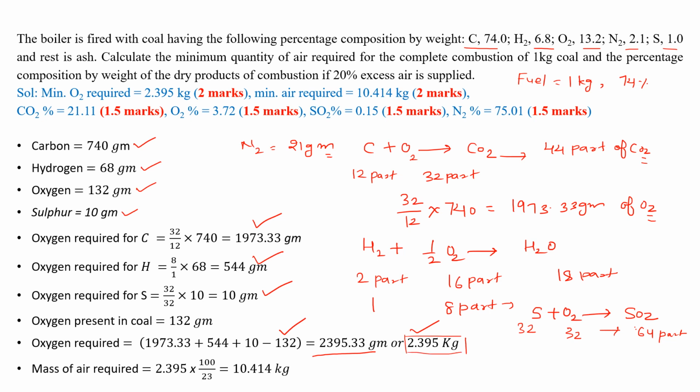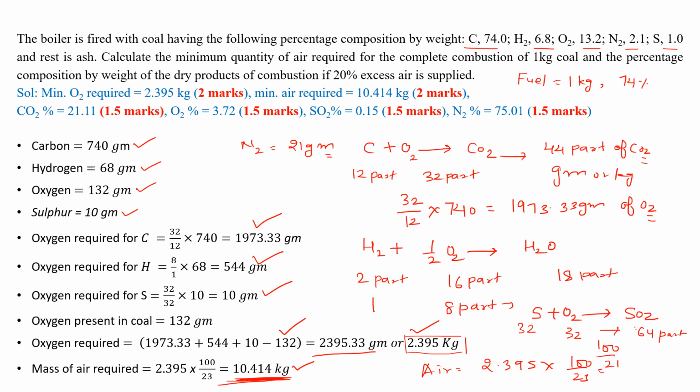Okay, so now all these values are in gram or kilogram. The air required for the given oxygen is 2.395 into 100 by 23. This is by mass, and if the value is given by volume, then you have to multiply by 100 by 21. This is in volume and this is in mass. So the amount of air required is 10.414 kg.